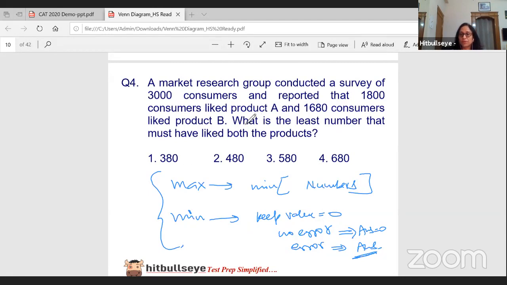Nikhil, Rajvi, Avantika, Shubhra, everybody clear with the shortcut?